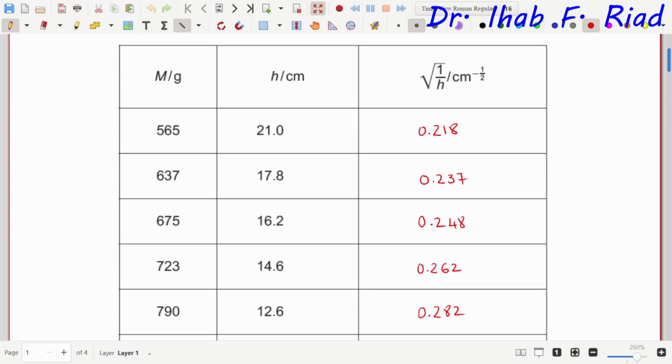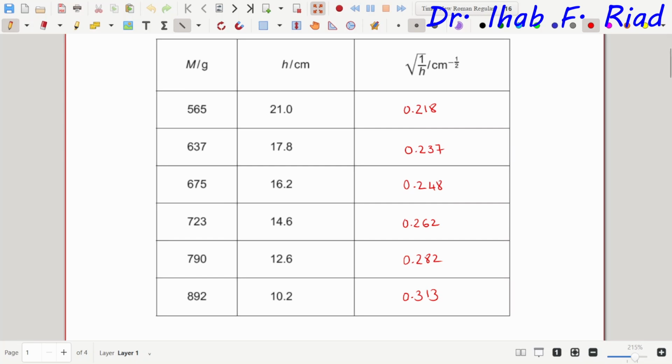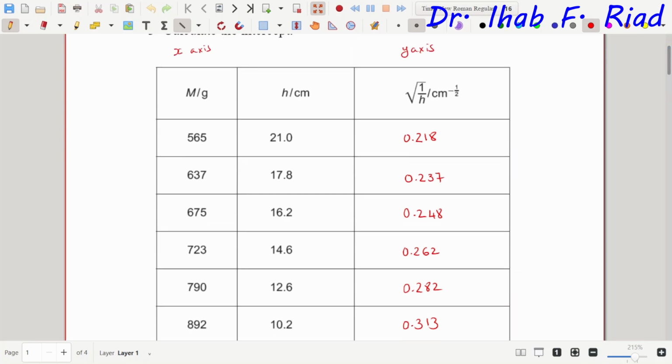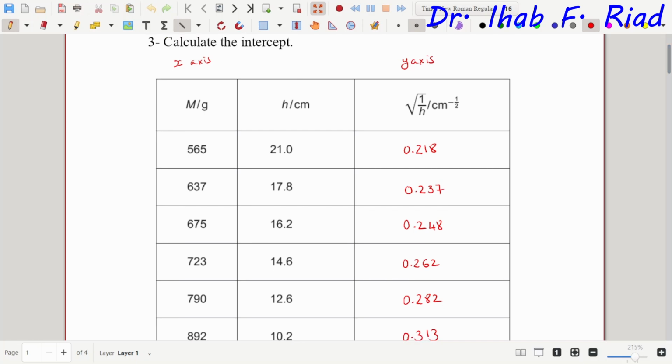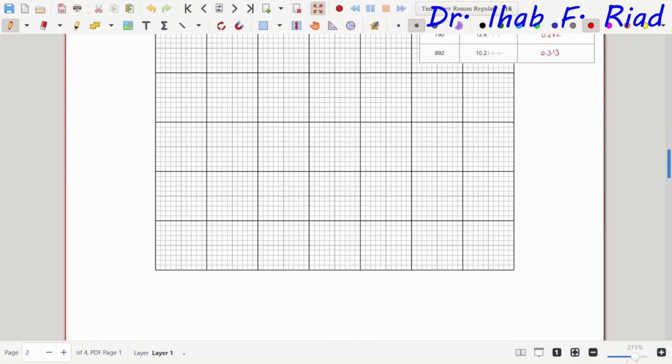Okay, so an example. We have this data set, if you can see it over here. We were asked to make a plot of m on the x-axis, and 1 over h on the y-axis. Let us get going. We have this graph paper.